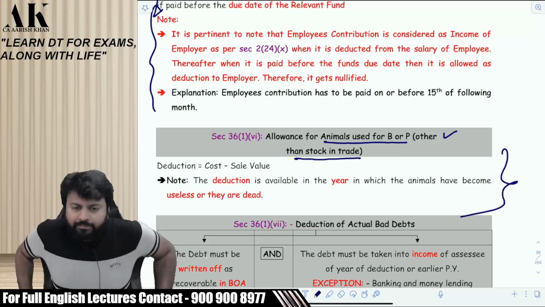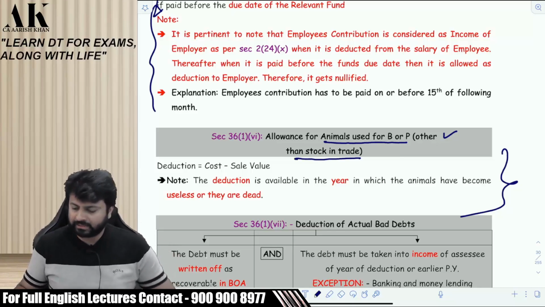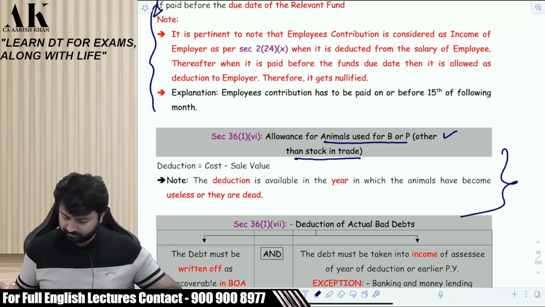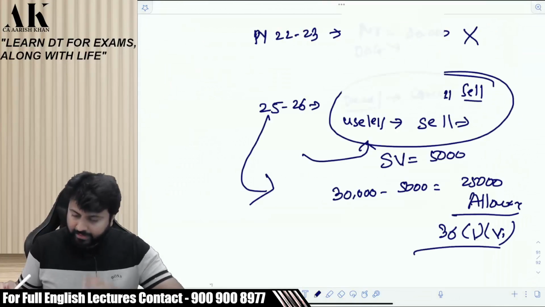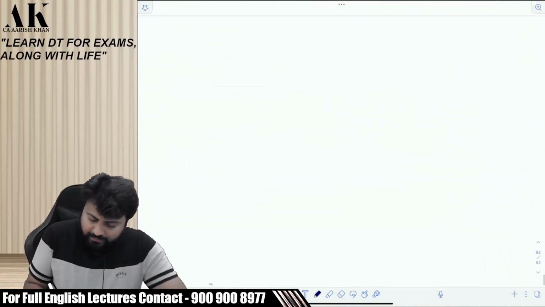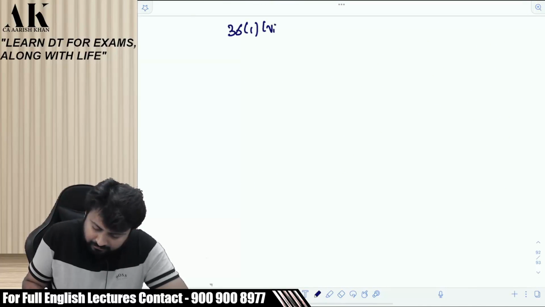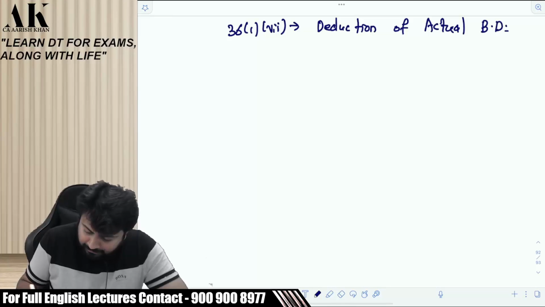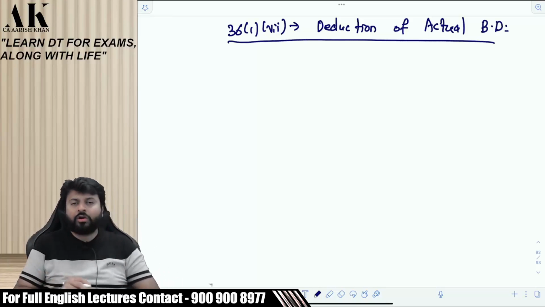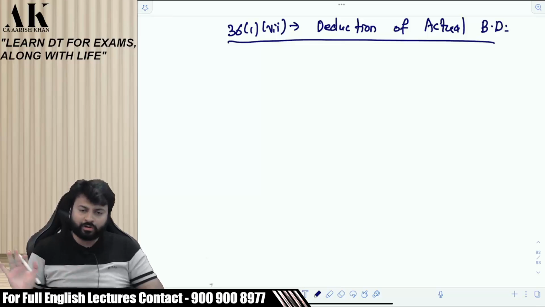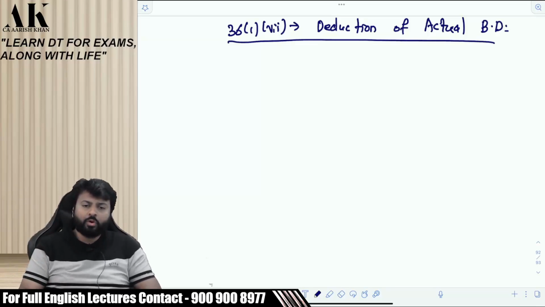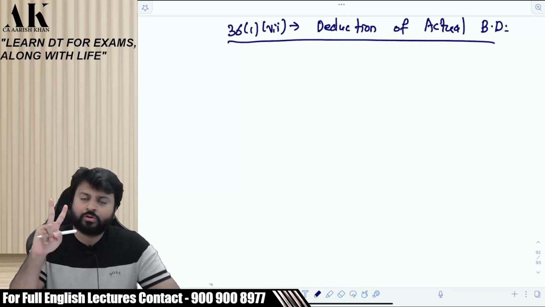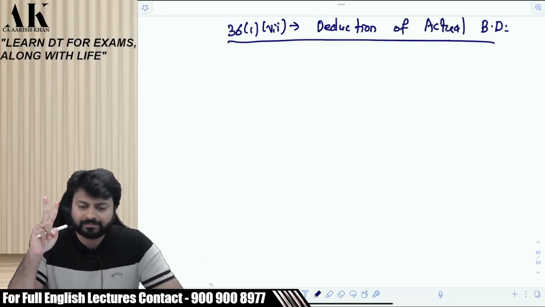Now coming to a very important deduction, that is deduction of bad debts. Shall we start? Pay attention on the board, please, all of you, beta. 36(1)(vii), which talks about deduction of actual bad debts, not provision for bad debts. Provision for bad debts are not allowed as deduction under the income tax law. It is not allowed. Only actual bad debts. For that, you need to fulfill two conditions. Shall I say?